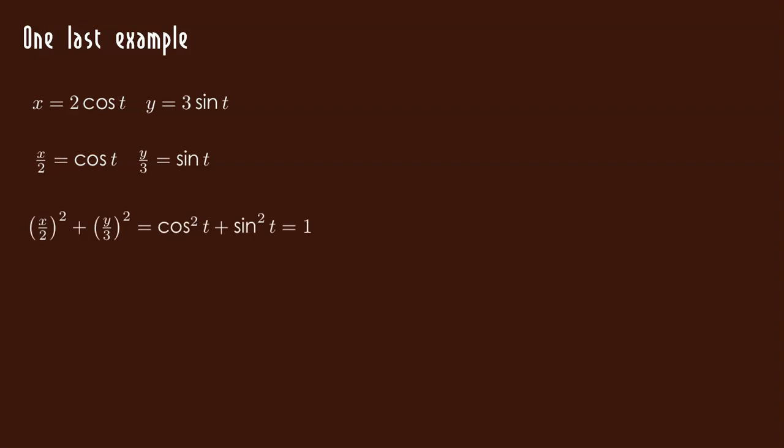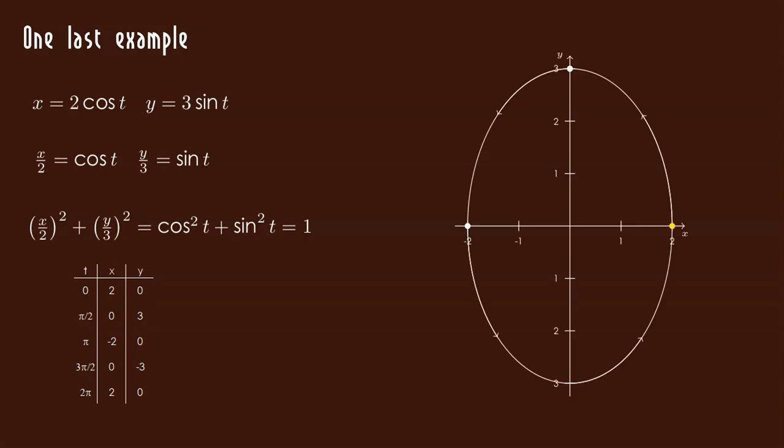Now what is that the equation for? That is an ellipse. When you have x squared over a squared plus y squared over b squared equals 1, that is an ellipse. Let's do our t-chart to see where we start. Well, at t equals 0, we have (2, 0), so we're going to start over on the right. The next one is (0, 3), which means we're going to go counterclockwise. So it looks something like this.